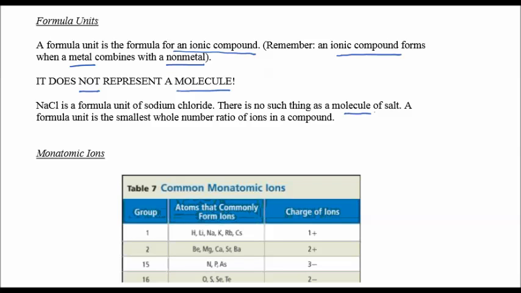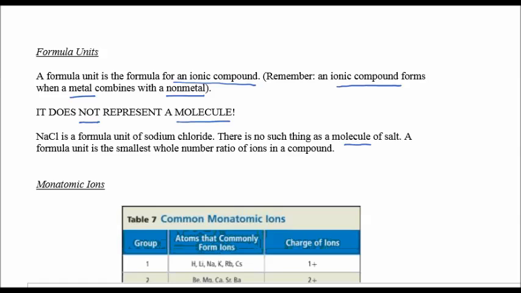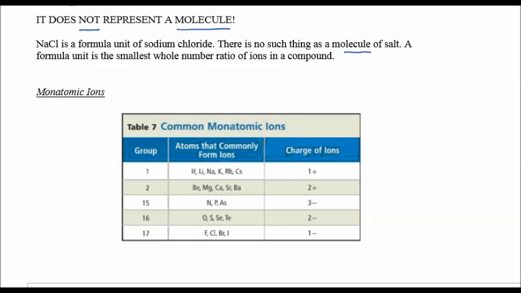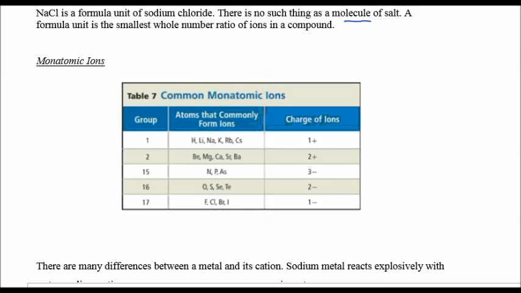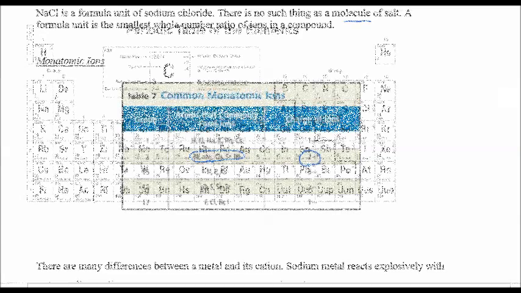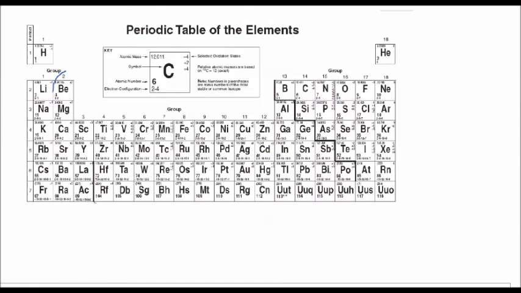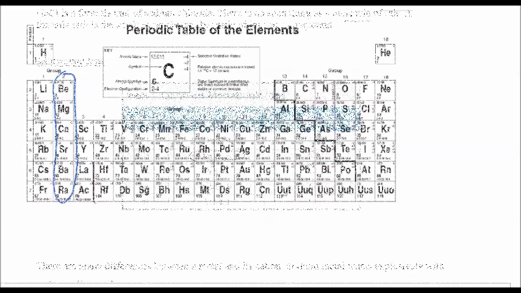We write a formula unit, the formula for an ionic compound, by balancing charges. We find the charges in the periodic table. If you're in group 2, you will have 2 valence electrons and a charge of +2 in an ionic compound. So group 2 will have a charge of +2.